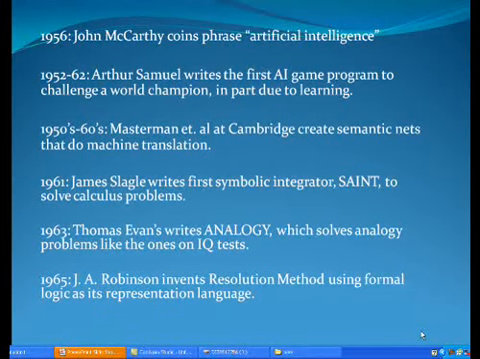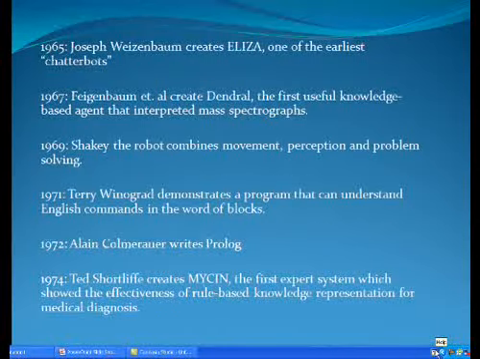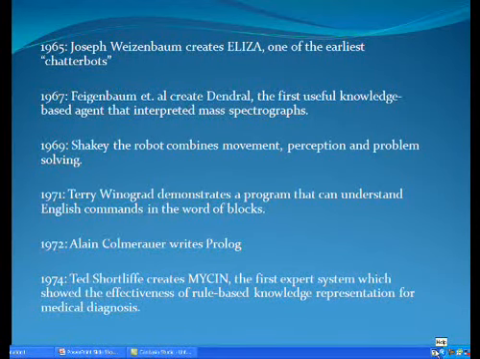1965: J. A. Robinson invents the resolution method using formal logic as its representational language. In 1965, Joseph Weizenbaum creates ELIZA, one of the earliest chatterbots. In 1967, Feigenbaum created DENDRAL, the first useful knowledge-based agent that interpreted mass spectrographs. In 1969, Shakey the robot combines movement, perception, and problem solving.